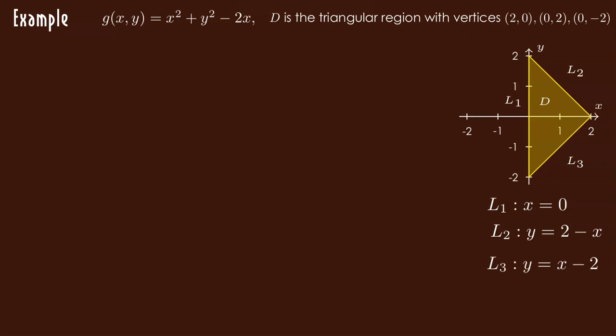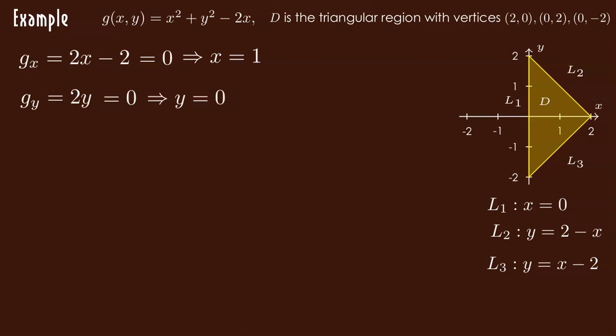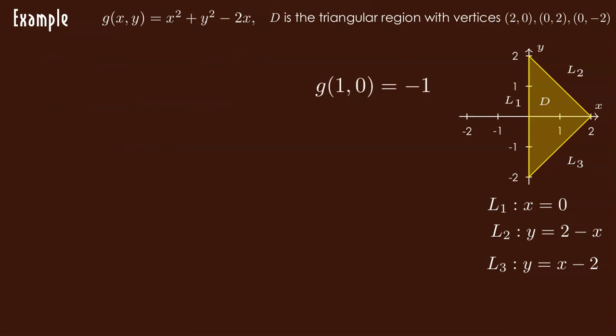So critical points first. The derivative with respect to x is 2x minus 2. Set equal to 0, solve. I get x equals 1. The derivative with respect to y is 2y. Easy peasy. That gives me y equals 0. So my critical point is (1, 0). I plug it into the function and I get negative 1. I'm not going to do that funky movie stuff anymore. That was a pain in the butt. But it looked cool. So that's my critical point.